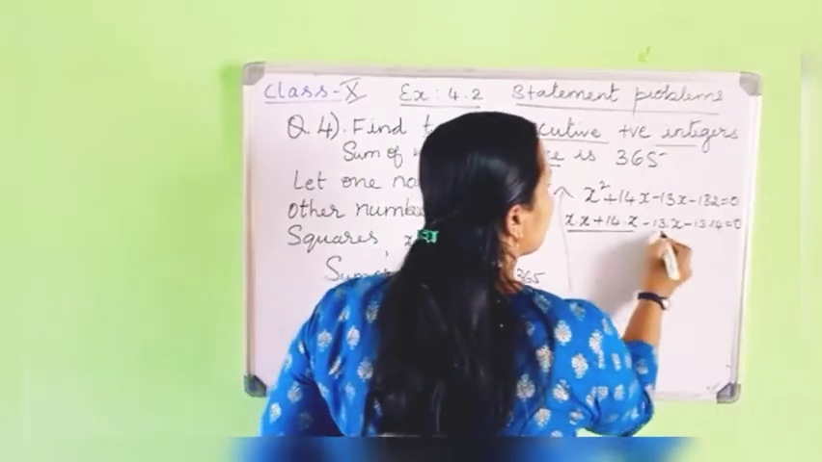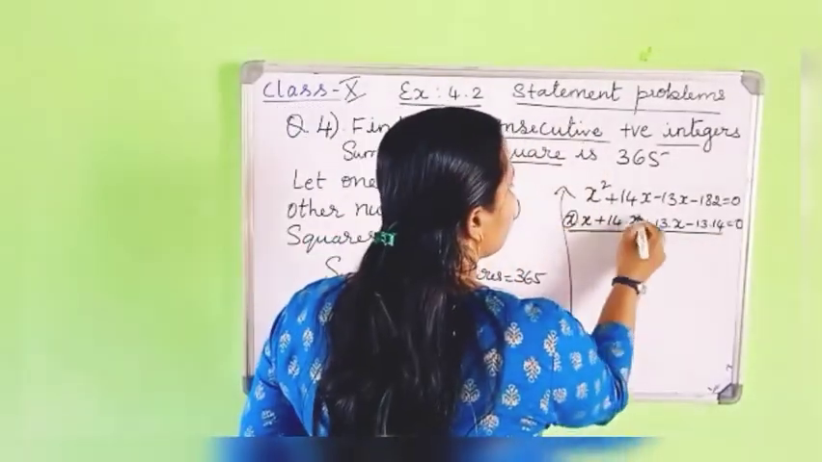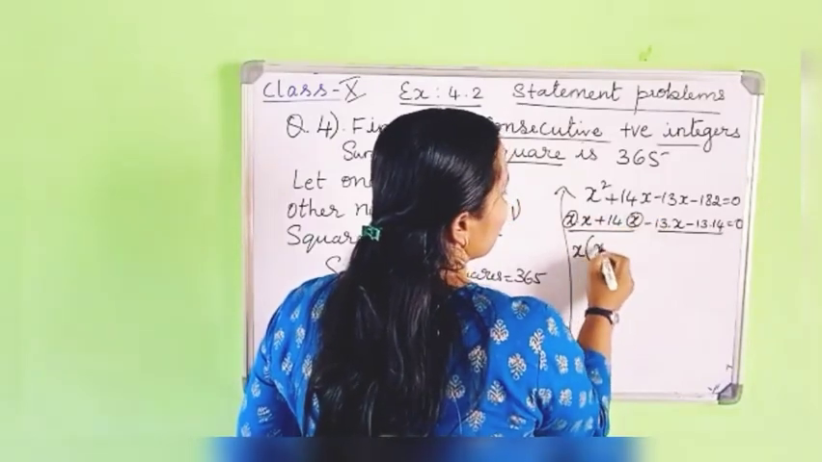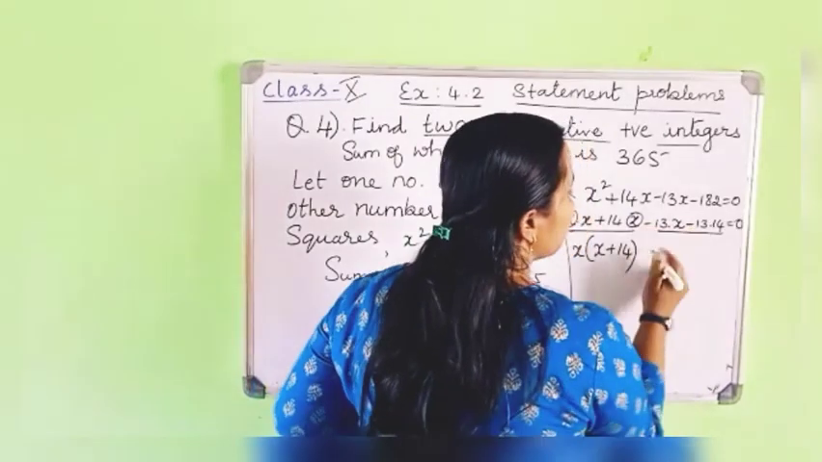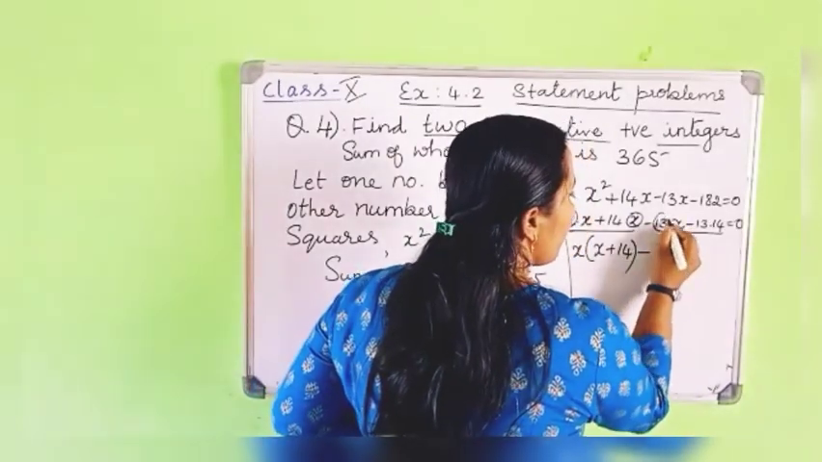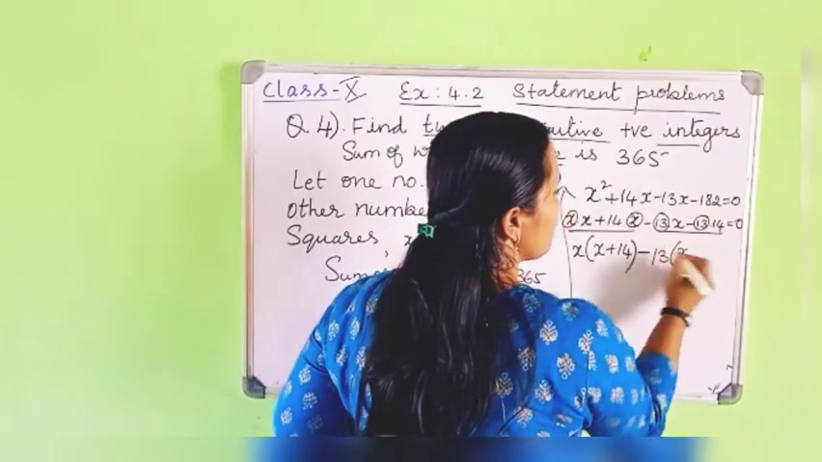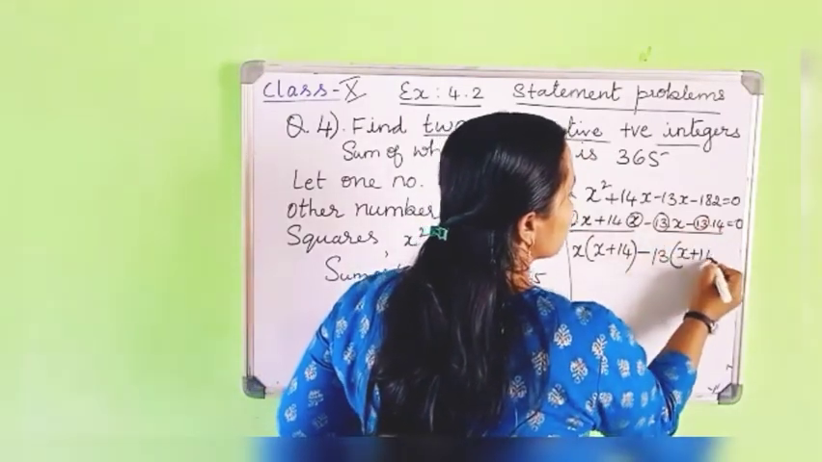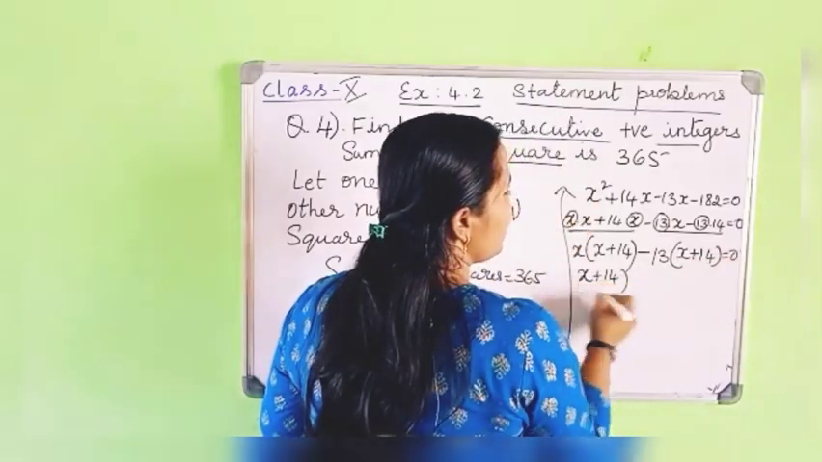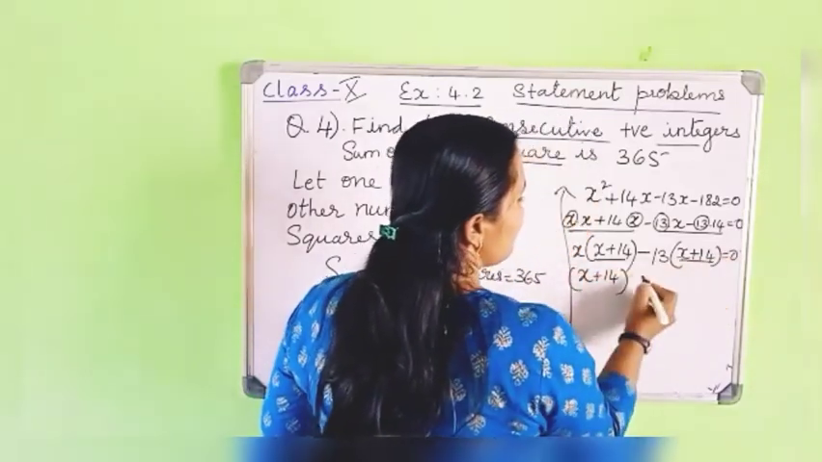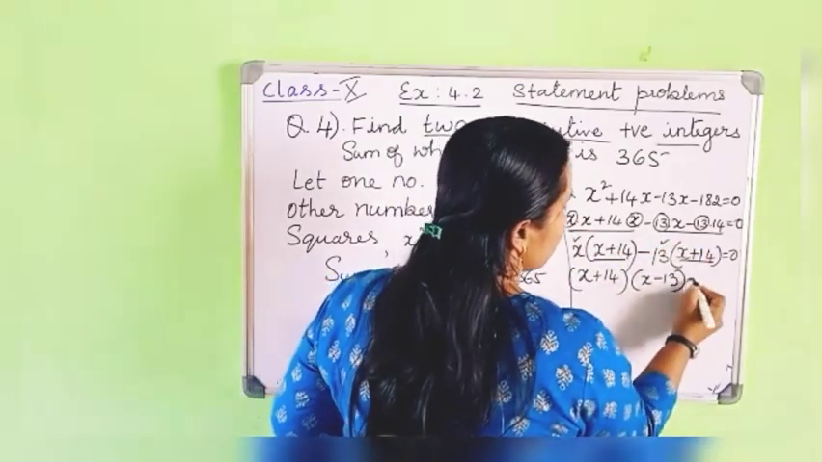Now group the two terms and take out x common. So the remaining is x plus 14. Here we have minus common. You take out minus 13 common. What is remaining? We have taken minus outside, so what it becomes? Plus, is equal to 0. Therefore, x plus 14 is common among these two, right? Next, what is remaining? x minus 13 is equal to 0.